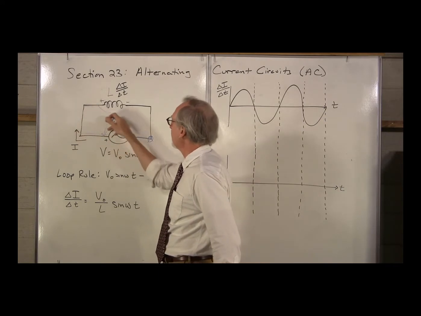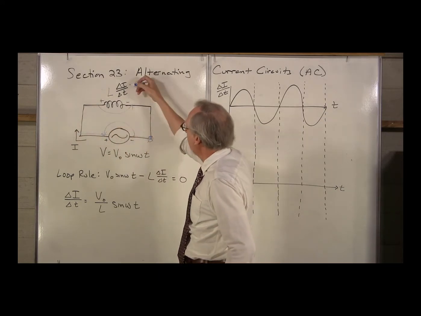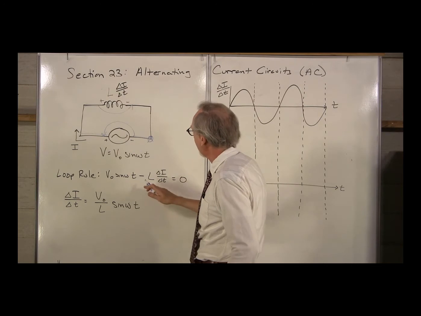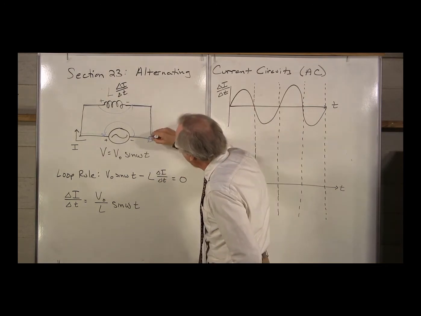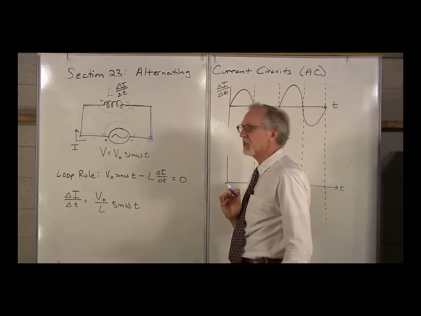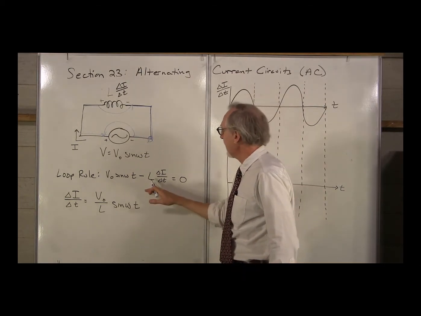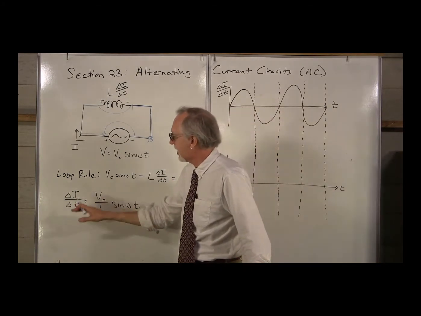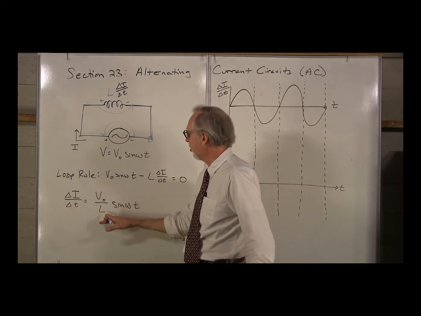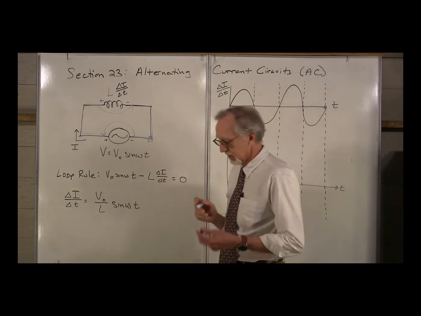Then coming across the inductor, that's a voltage drop, minus L delta I over delta T, and that then brings us to where we started, so equals 0. Bring the L delta I over delta T to the other side, divide by L, and we have delta I over delta T equals V naught over L sine omega T.